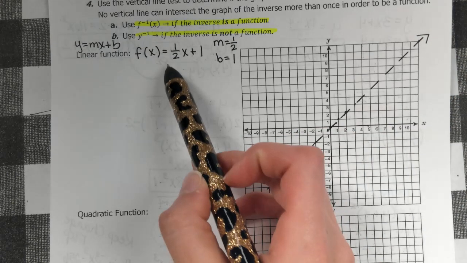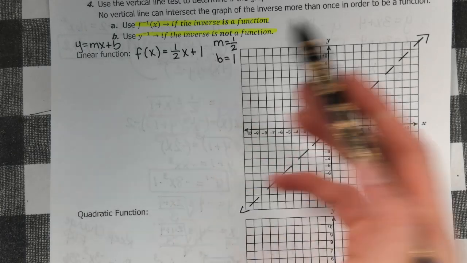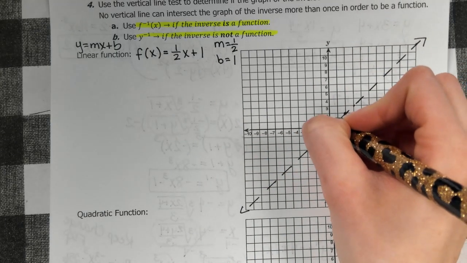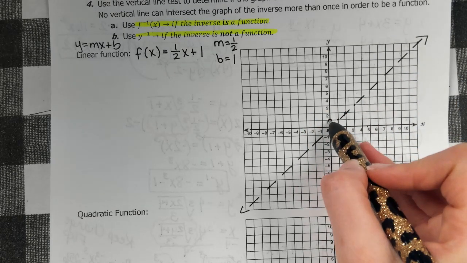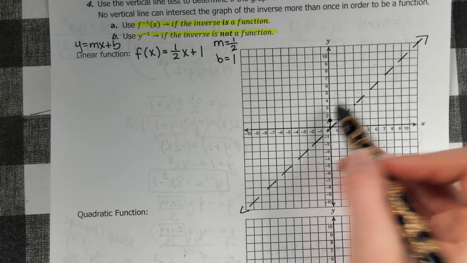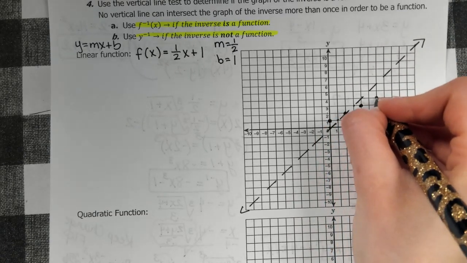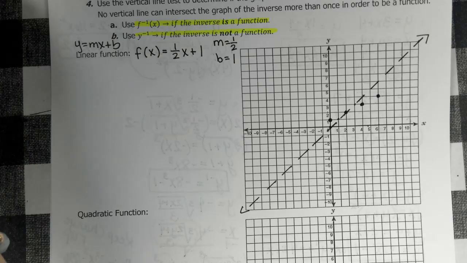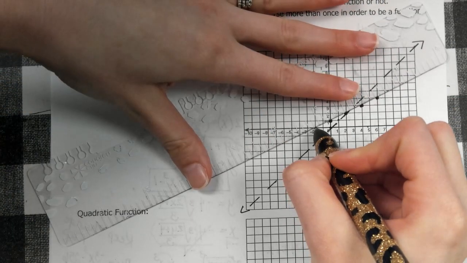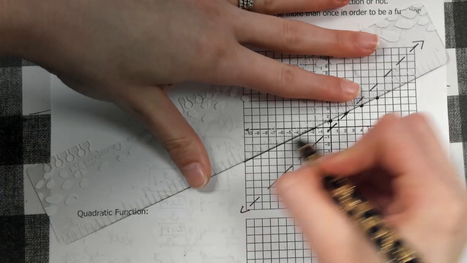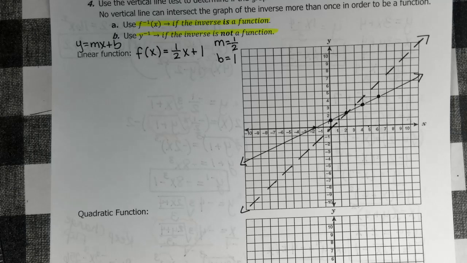So then we can take our original 1/2 x plus 1 and we can plot that. We can do our y-intercept at 1. If my slope is 1/2, where do I go? Up 1 to the right 2. Up 1 to the right 2. You do enough to get an accurate estimation of what that graph looks like. So that is my original.